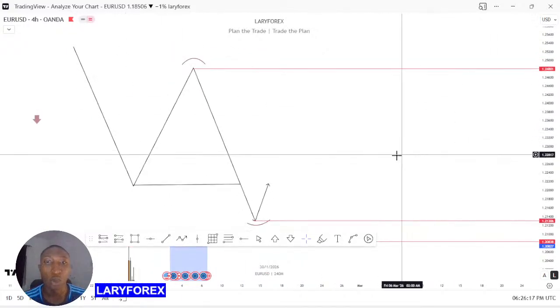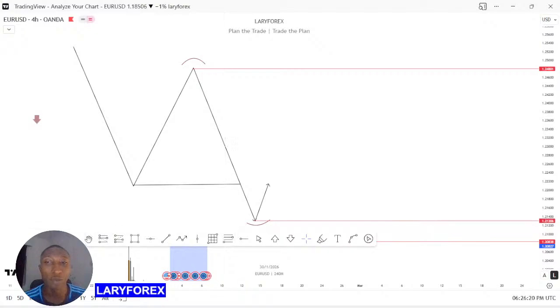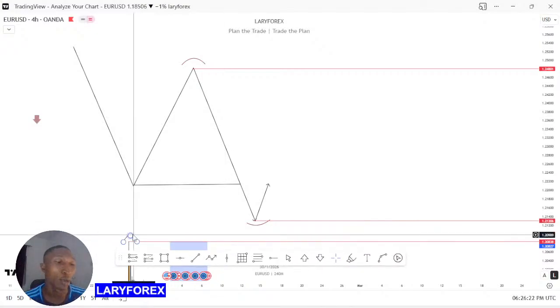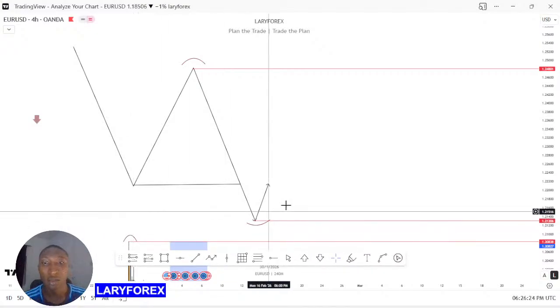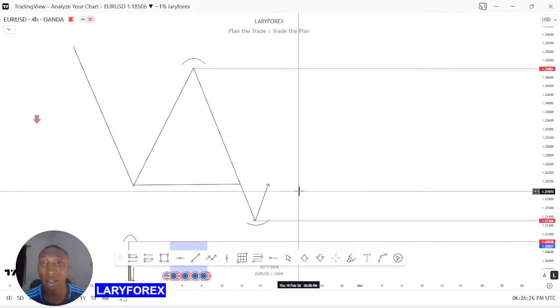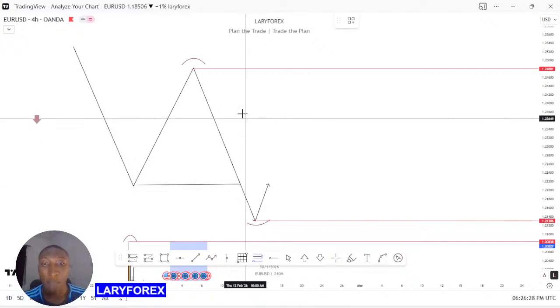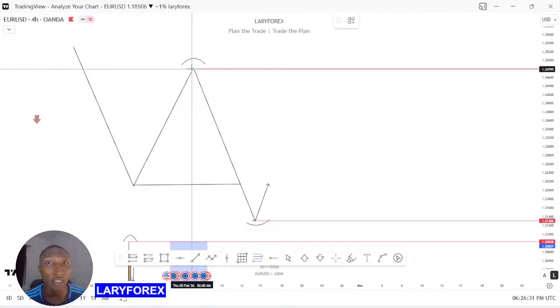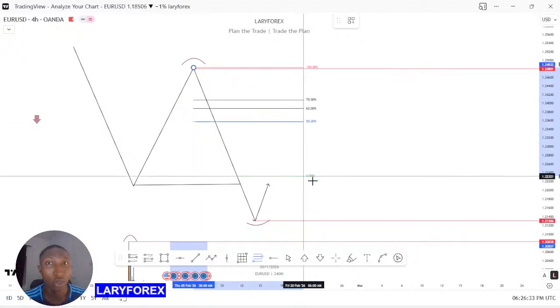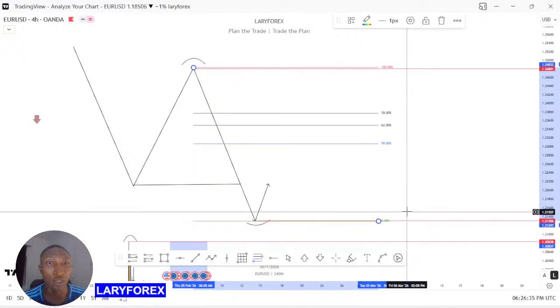All right. So what will we now do? We'll use our Fibonacci tool to identify our premium and discount level. Okay. So identifying our premium and discount level with our Fibonacci tool, marking from our swing point A, which is the high for a bearish market scenario, down to our swing point B, which is the low.